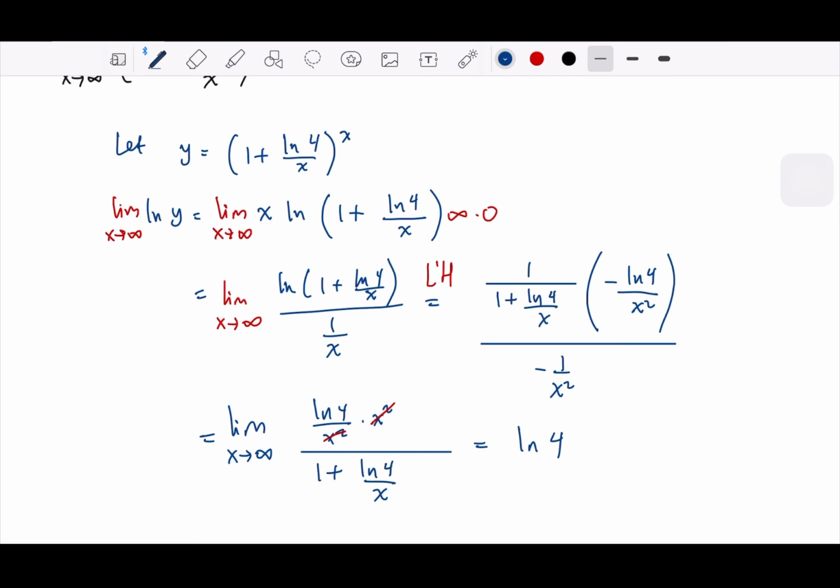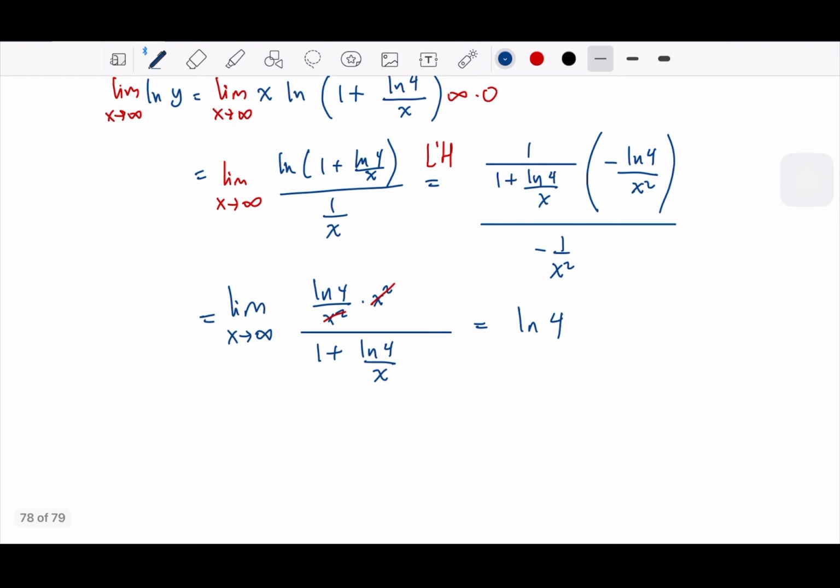But remember, this ln 4 is still ln y. Okay, so our limit of ln y is ln 4. So the limit as x approaches infinity of y is e to the power of ln 4. This is 4.